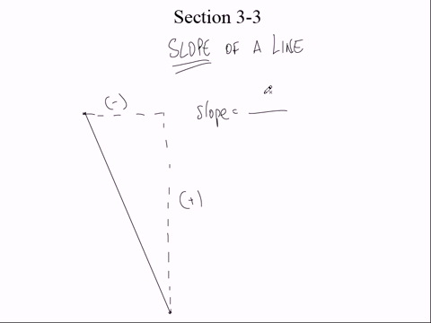Which one is the rise? The positive. And which one is the run? The negative. What's a positive divided by a negative? It's a negative. Oh, I'd have put a 1. I keep doing that. So it would be negative, wouldn't it? This is a negative slope.